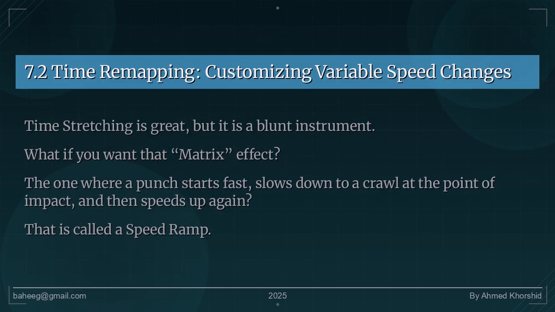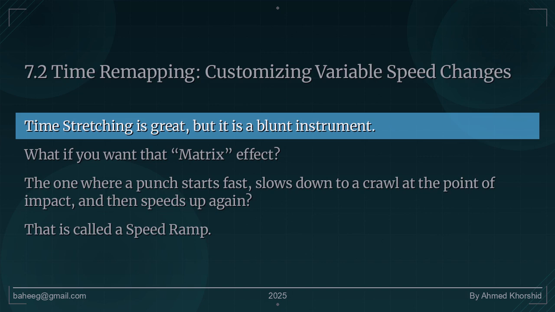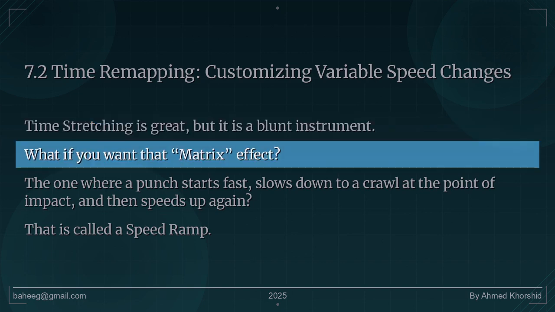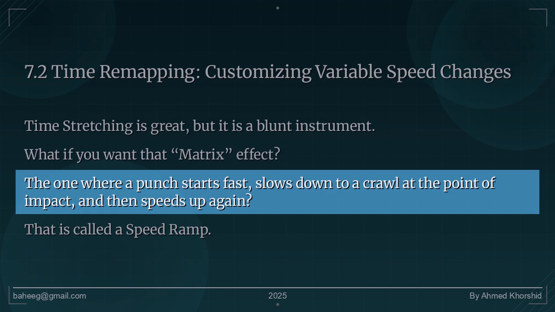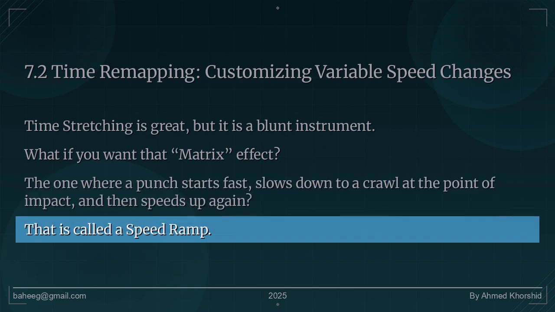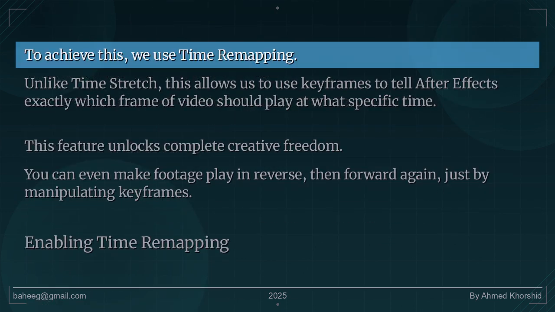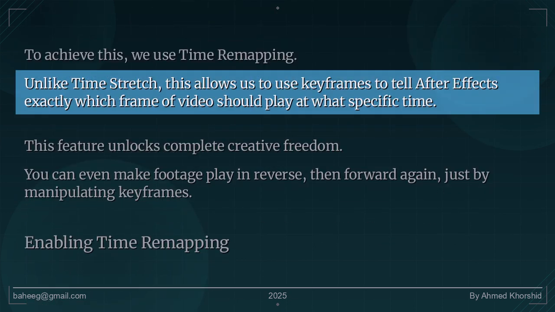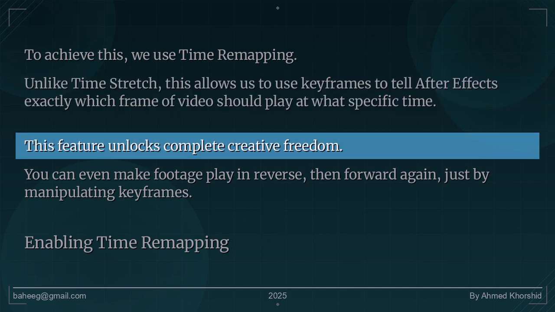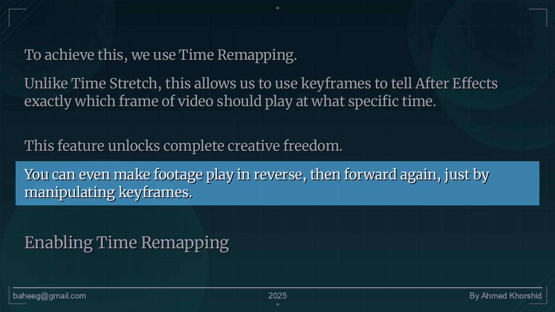7.2 Time Remapping, Customizing Variable Speed Changes. Time stretching is great, but it is a blunt instrument. What if you want that Matrix effect? The one where a punch starts fast, slows down to a crawl at the point of impact, and then speeds up again. That is called a speed ramp. To achieve this, we use time remapping. Unlike time stretch, this allows us to use keyframes to tell After Effects exactly which frame of video should play at what specific time. This feature unlocks complete creative freedom. You can even make footage play in reverse, then forward again, just by manipulating keyframes.